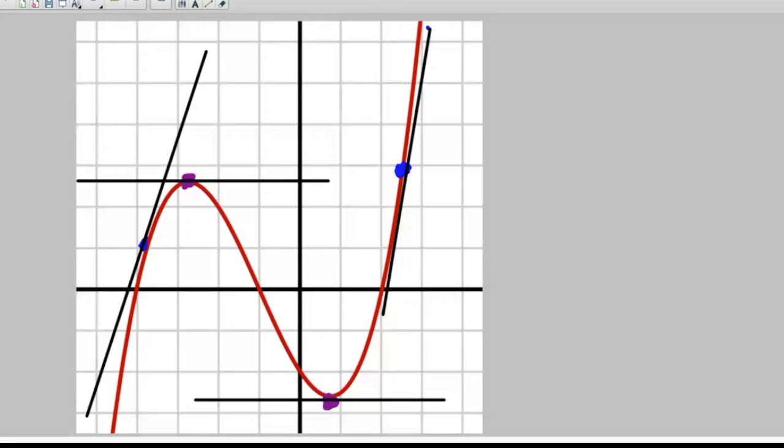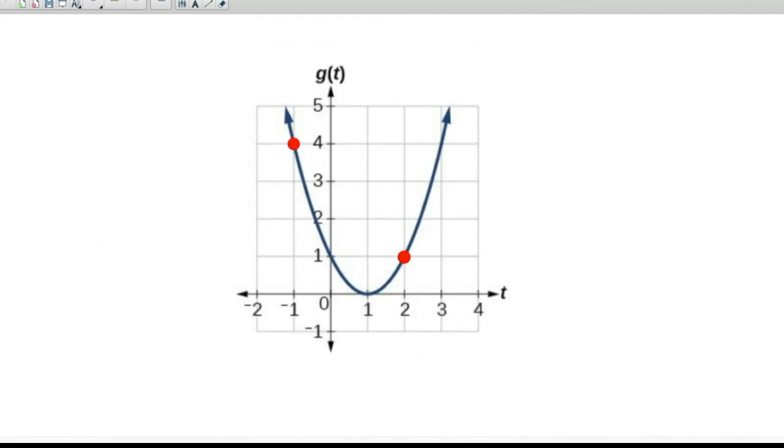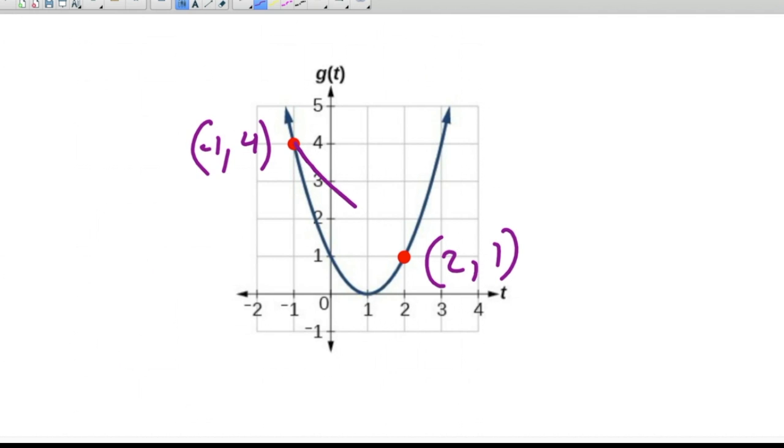But since we're not there yet, we have to do average rate of change. For right now, just for today, this is all we're doing. I'll give you a curve, find the average rate of change. What do I have here? This point is -1, 4. This point is 2, 1. Find the average rate of change. It goes like this.